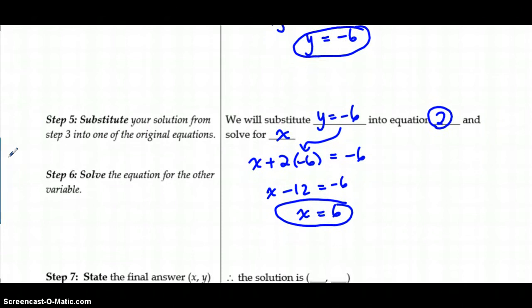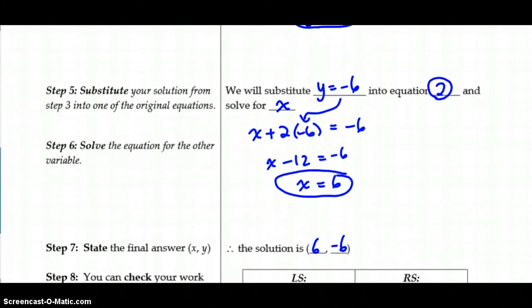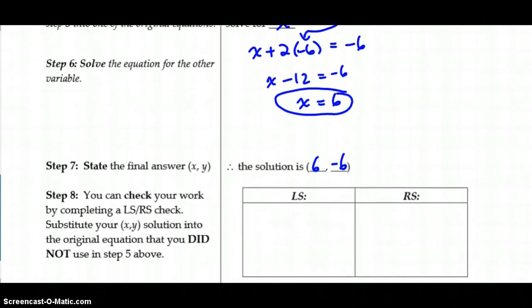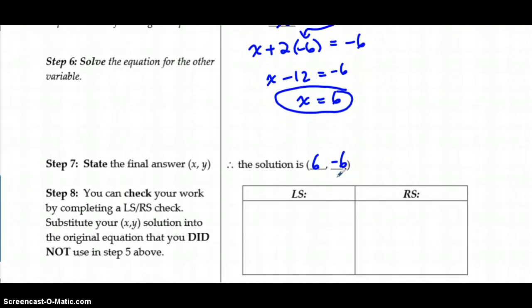When you go to put it in here for your final answer, remember it's always x comma y. So in the previous example, we did find x first and y second. Make sure you get them in there in the right order. 6 comma negative 6. So a point of intersection is a coordinate, so we always write it with brackets and a comma in between.